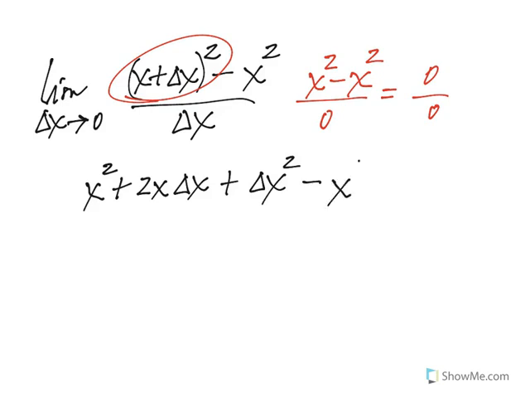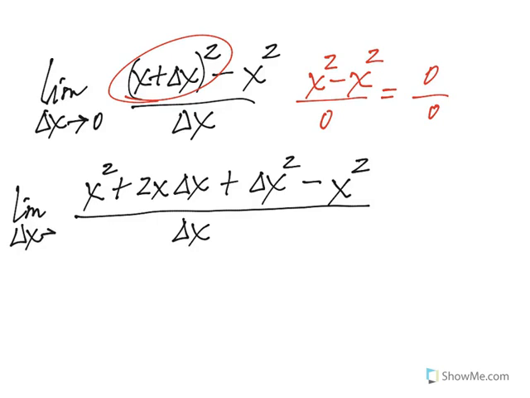minus then the other x squared I still have on the top. And this is all over delta x. Now keep in mind, I am still taking the limit as delta x goes to 0. And what I want to do now is just clean up the top. And what you'll notice here is that this x squared and this x squared cancel. And that looks like just about it.